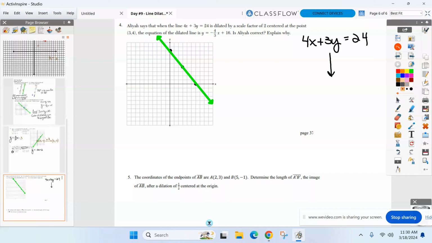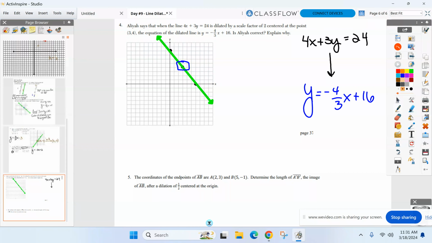All right, Aaliyah, correct or not? Well, we want to dilate this by 2 from 3, 4. Notice where's 3, 4? It ended up on the line. So we know our answer should be the same line, right? 4x plus 3y equals 24. Here's what she's saying, though. It's negative 4/3 x plus 16. Now, just because they don't match by the looks, don't assume she's incorrect, because she just left it in y equals form. So we have to check if I take 4x plus 3y equals 24, which is my line, is that the same as y equals negative 4/3 x plus 16?